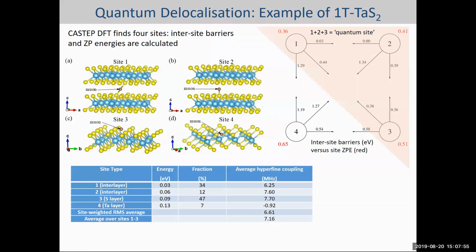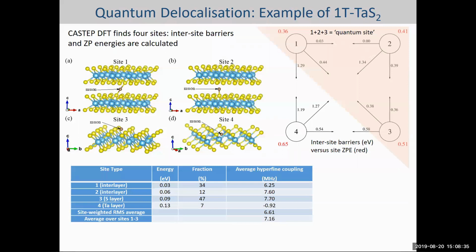But if we look at the zero-point energies of these sites and the barriers between them, we can immediately see how to categorize these sites. So this site number 4, the one in the tantalum case, the barrier to site 3 is actually quite small compared to the zero-point energy. So we don't expect this one to be stable, and anything that tried to form in site 4 would actually go back to site 3. And then if you look at the barriers between sites 1, 2, and 3, again, they're all less than the zero-point energies. So therefore, we expect 1, 2, and 3 to form a single delocalized quantum site.